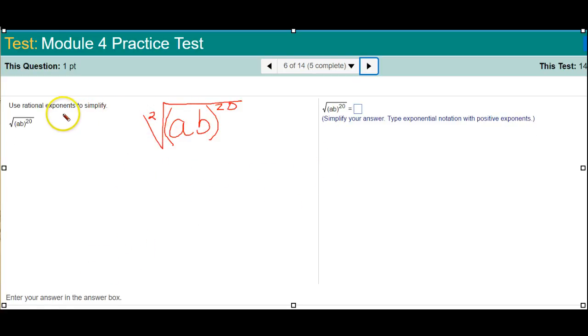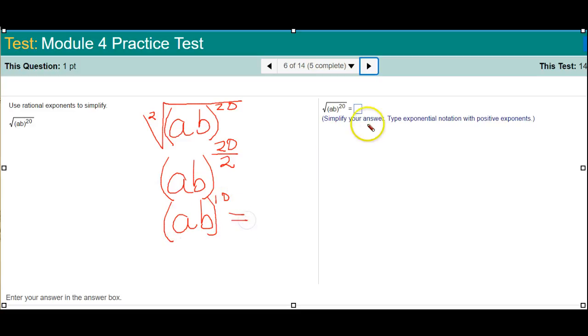Okay, so they want us to simplify this. Now remember, when there is no index number, there's a 2 there. And this is the radical way of expressing this. Well, to convert this to a fractional exponent, we take our radicand, and we take the index number as the denominator of the exponent, and the actual exponent of the radicand goes there. So this then becomes AB to the 10th power.